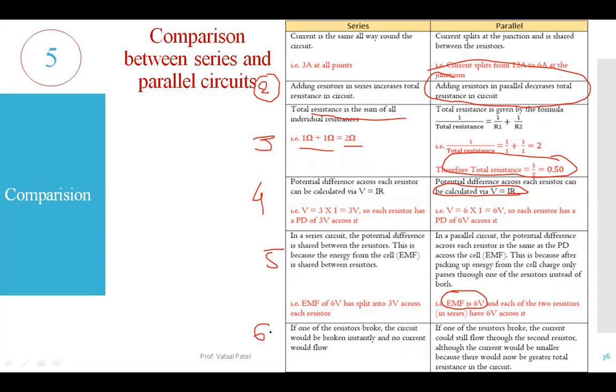So this is just a comparison point given over here in the advantage manner. If you have a series connection and one of the resistances is broken or damaged, there will be no current flowing through that series circuit. But if you have the parallel circuit, in which one of the resistances is broken, then the current still flows through the other resistance in the parallel circuit. So I hope it is clear to all of you. These are some points I brought out over here for the comparison of the series and parallel circuit from our previous discussion.